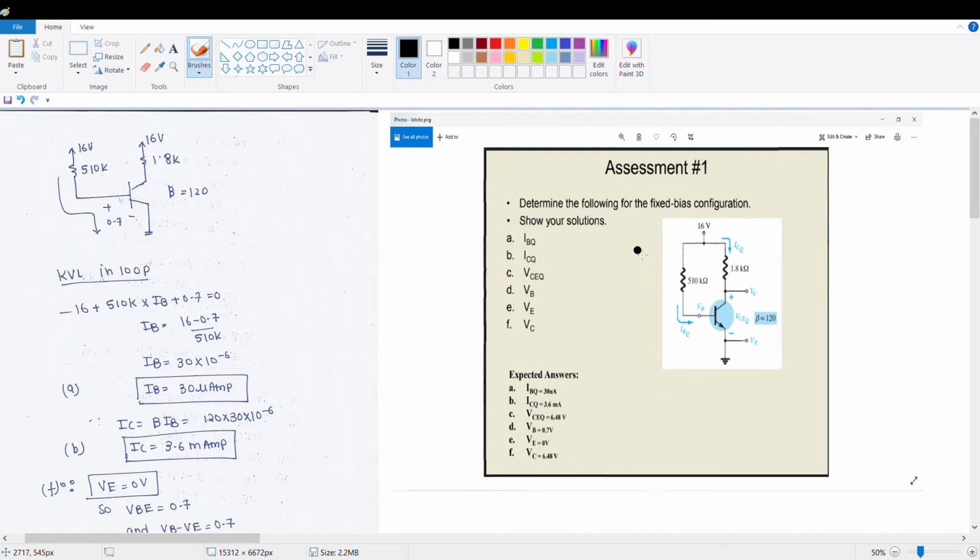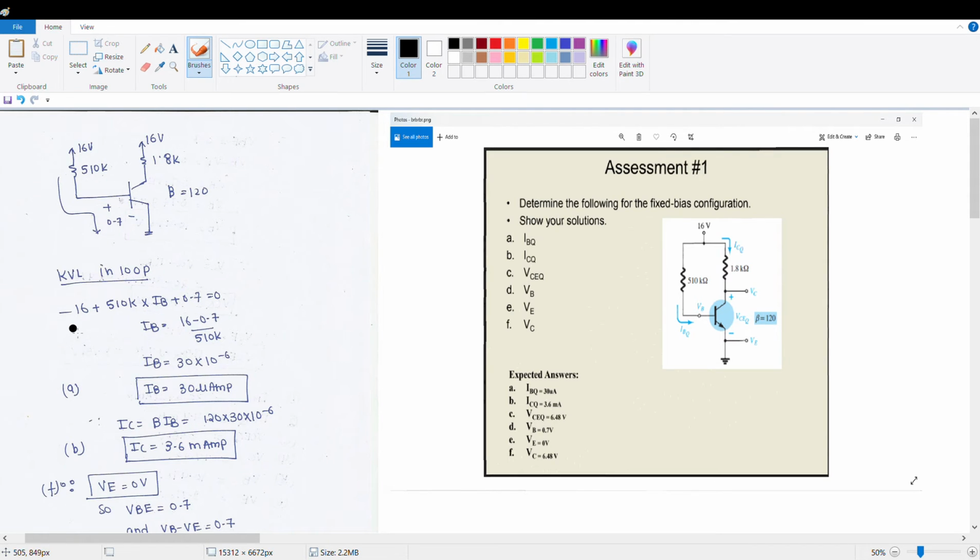This structure of our transistor, we will rewrite into this one. So we get 510 kilo ohms and 1.8 kilo ohms, and we were given a beta equal to 120. Since we assume this is a silicon transistor, we have a value of 0.7, and we will deal with this later on. So we start with KVL in the loop. We get negative 16 plus 510 kilo ohms multiplied by our base current plus 0.7 is equal to 0.